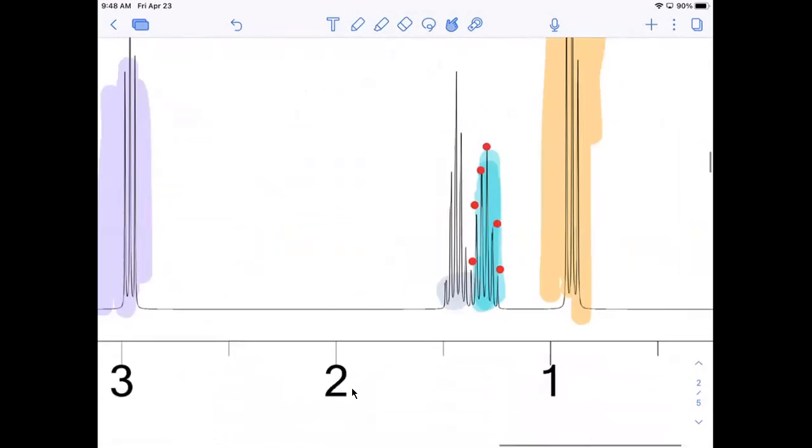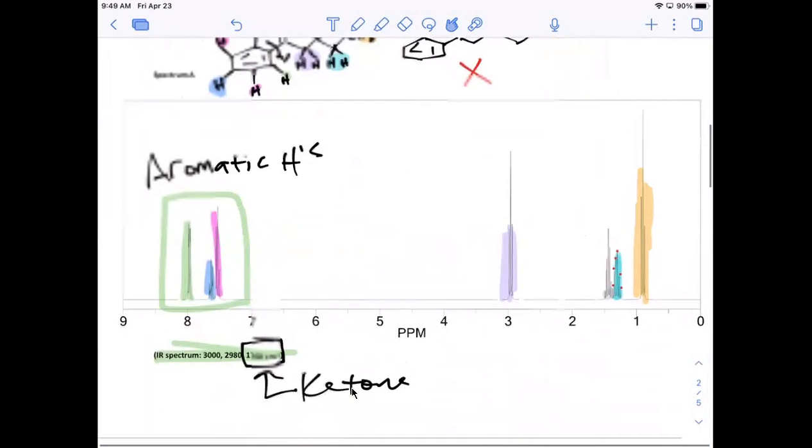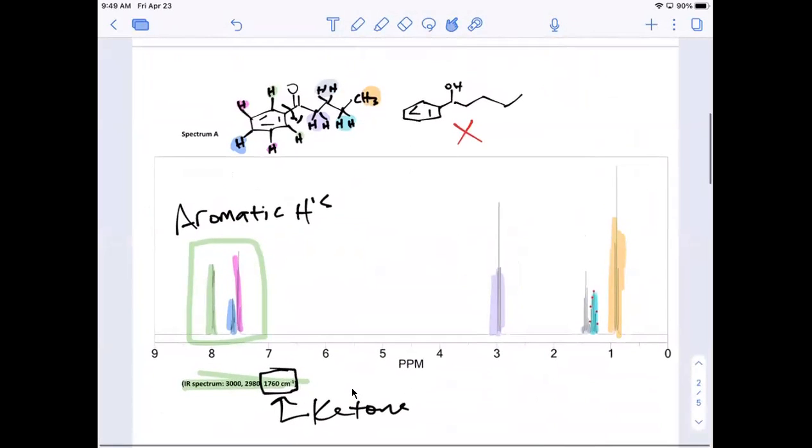All right, so that's all those are. I tried to color code it so we could see them. All right, that pentet is at about 1.4, something like that. All right, any questions about that?